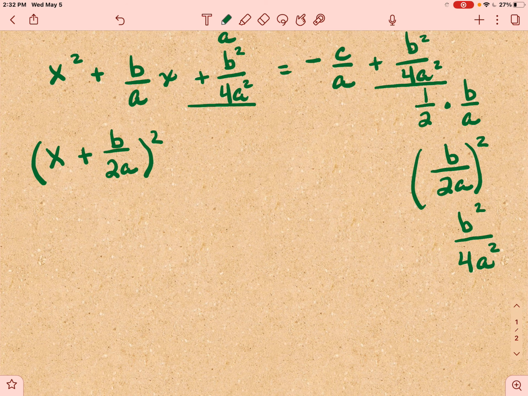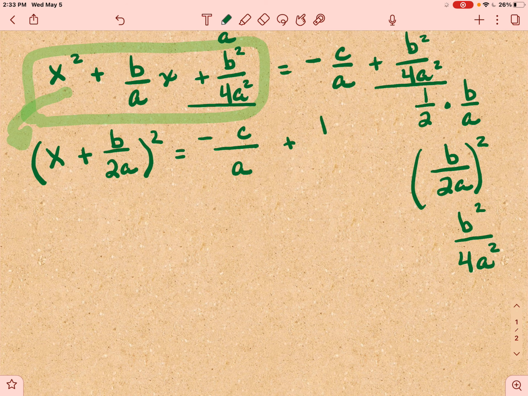All right, so all of this factors into this nice little package. It equals this: negative c over a plus b squared over 4a squared. We can only add fractions together if they have a common denominator. And so I'm going to make a common denominator here.